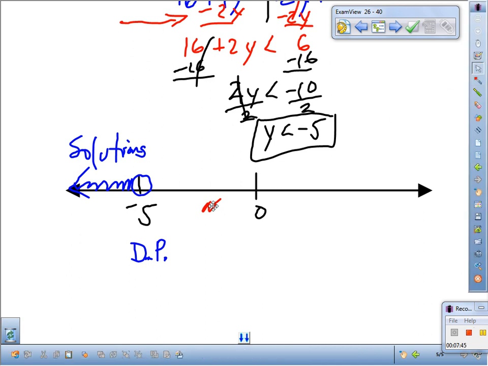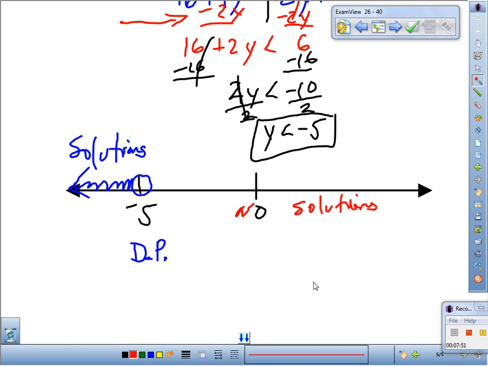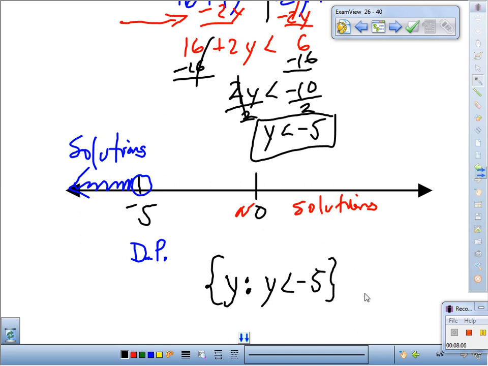No solutions. So, solution set: the set of all y's such that y is less than negative 5.